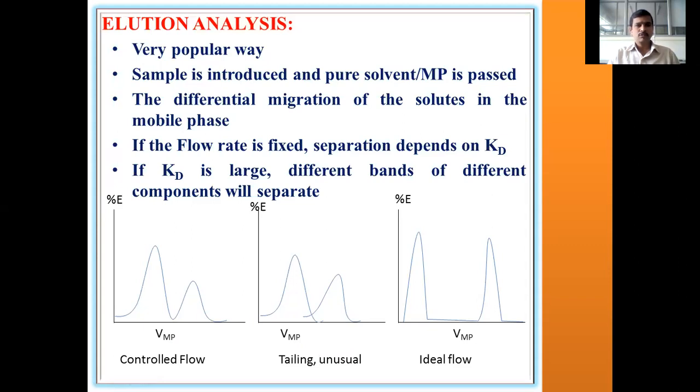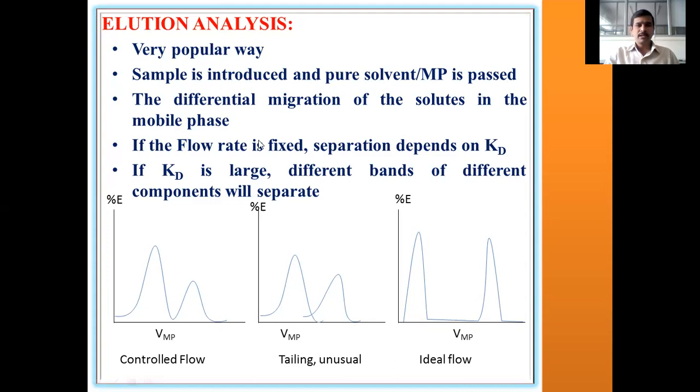Then the next one is elution analysis. This elution development of the chromatogram is going to be the most popular one. What we do here is we introduce the sample first, then pure solvent or mobile phase is passed through the chromatographic column. Depending upon the relative or differential migration of the solutes in the mobile phase, the solutes are going to be eluted one by one.